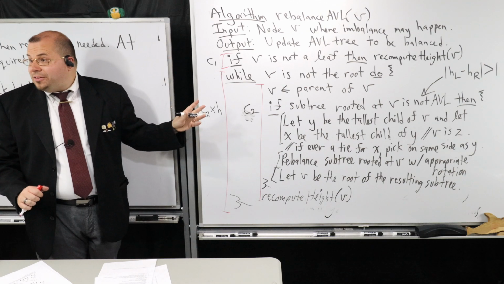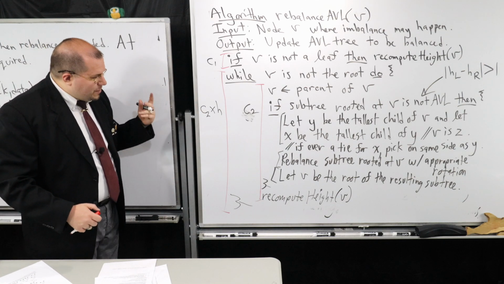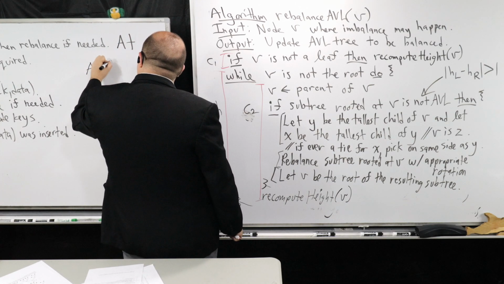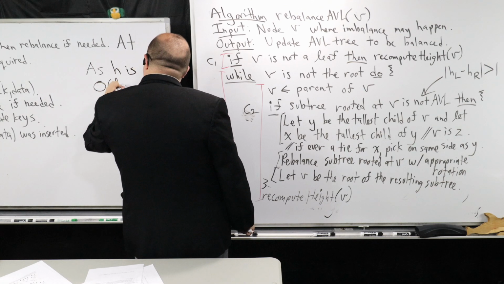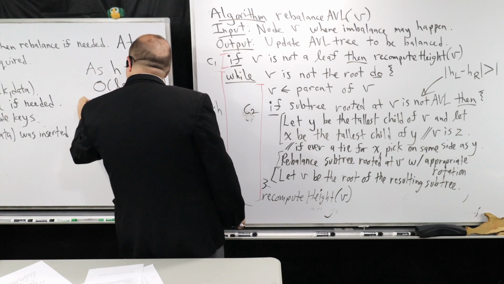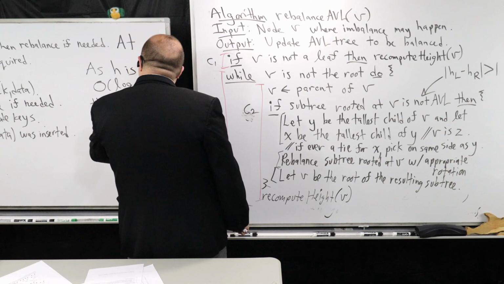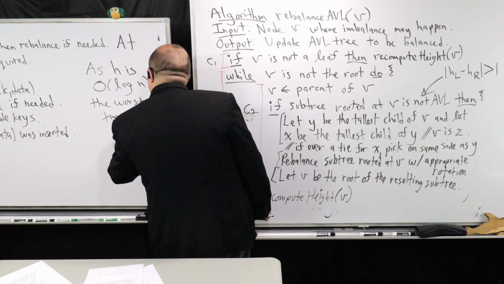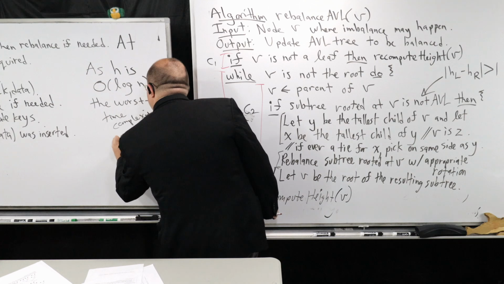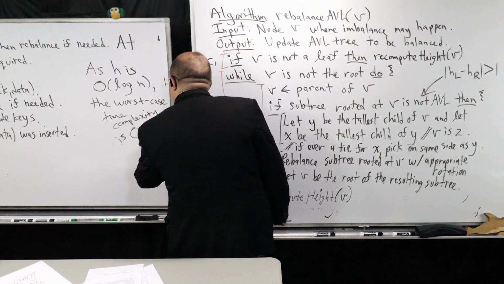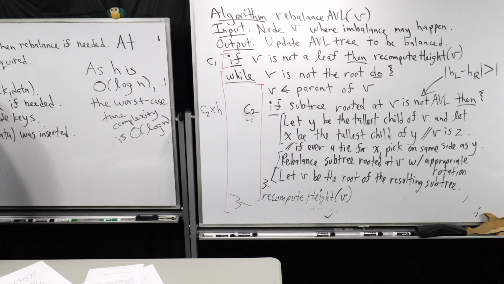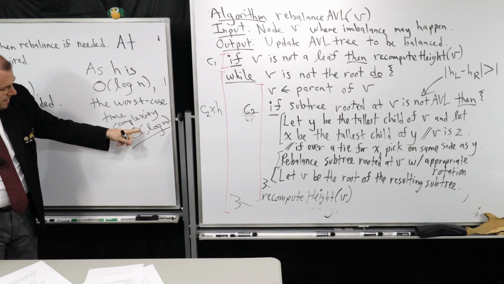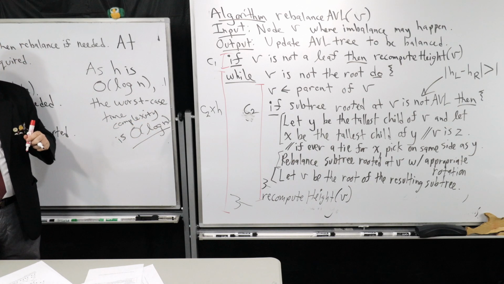So if I put this all together now, we can see the following. We know as h is big O of log n, the worst case time complexity is big O of log n, right? So rebalance AVL actually takes big O of log n time. Big O of log n. That says log n there. It sort of just melted into the side of the board.